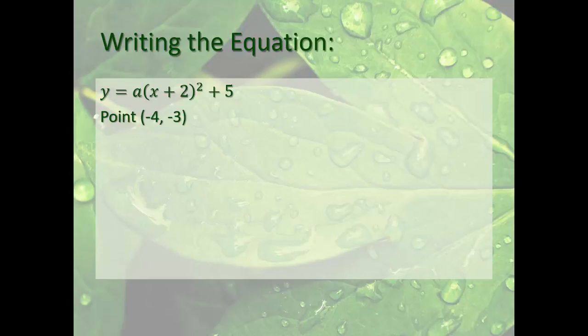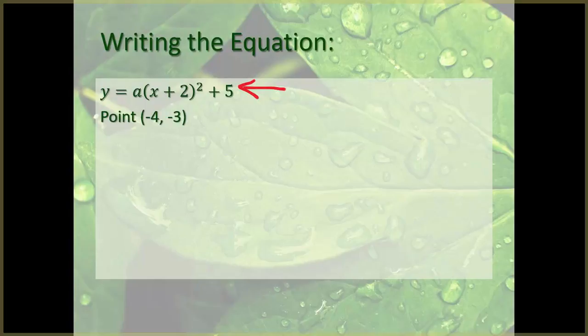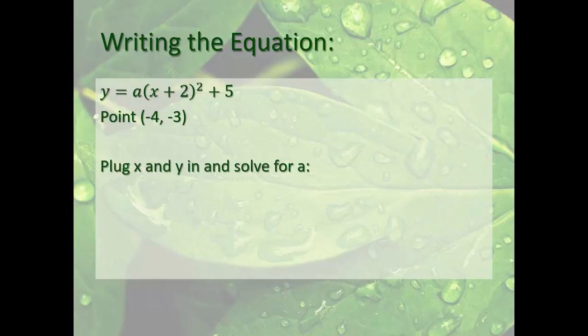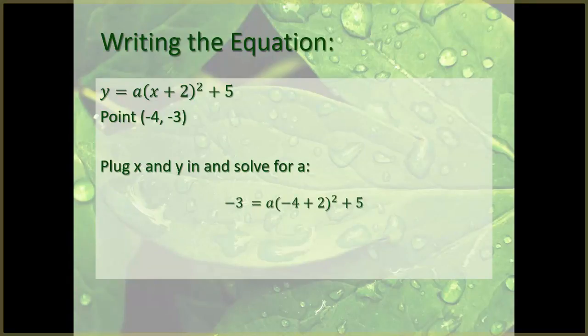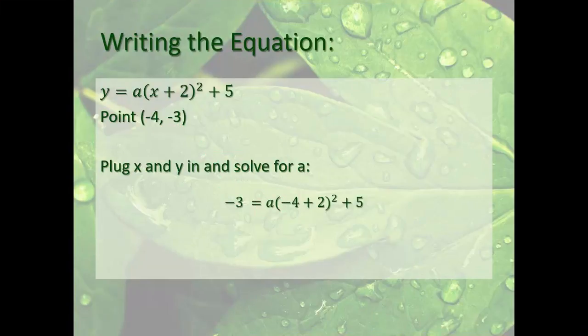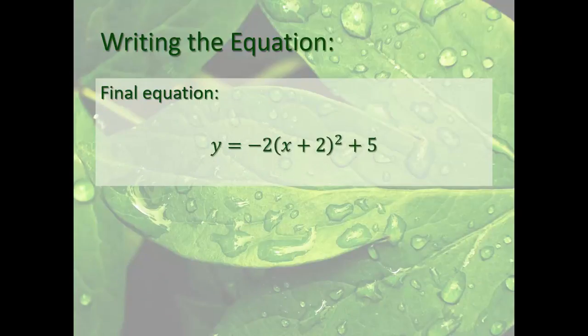So we had the skeleton of the equation from before. If we know that it goes through 4, negative 3, all we need to do is plug those in for x and y, and we can solve for a. I'm just going to plug y in, plug the x in, and solve for a. In this particular case, our a ends up to be negative 2. So now that we know what a is, we can put the entire equation together: y equals negative 2 times (x plus 2) squared plus 5.